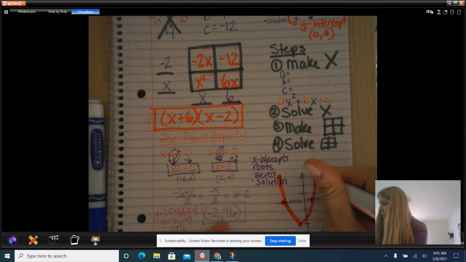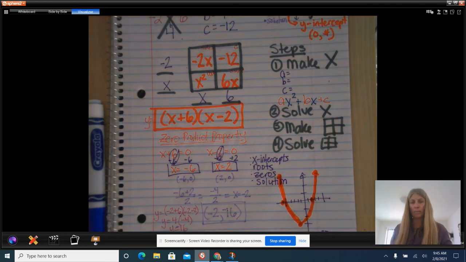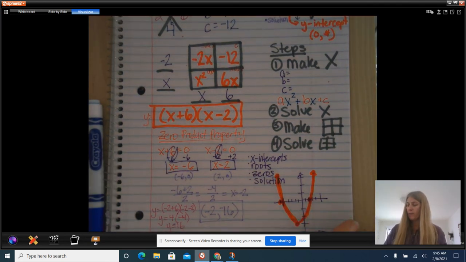Okay, and I always grade your points, not your curve itself, because I know the drawing part can be a little bit harder for some of us than others.